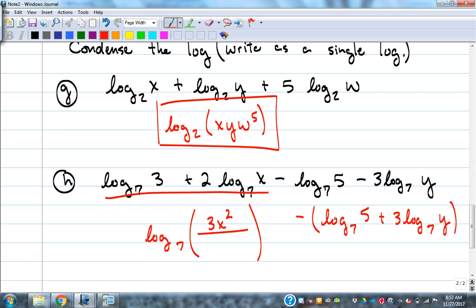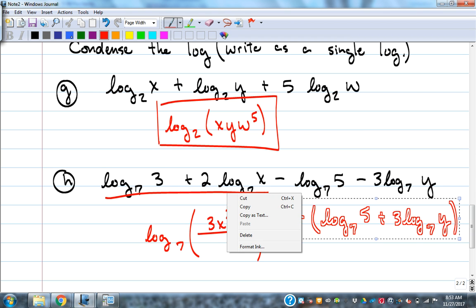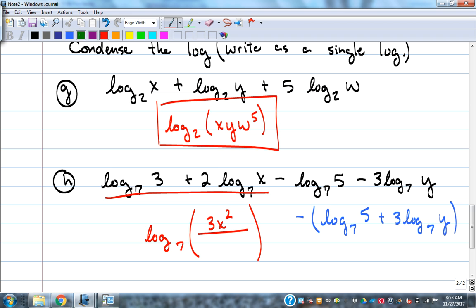So that actually becomes what? 5y cubed. Good job. And it all goes where? On the bottom. 5y cubed. You condense that, pretty tough problem, into one log.